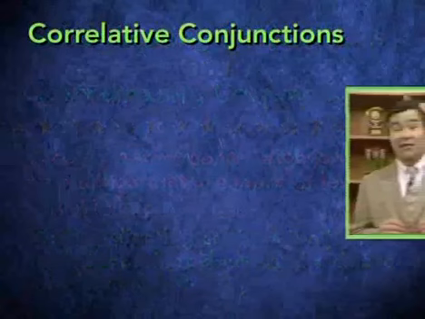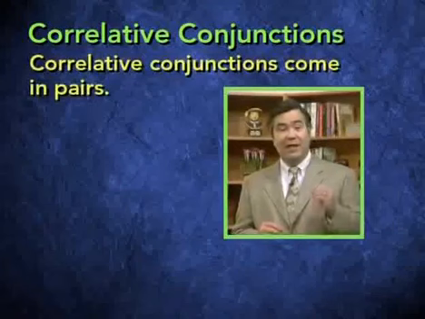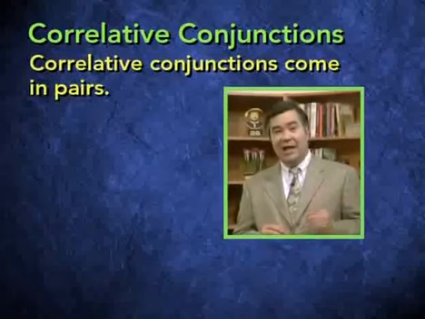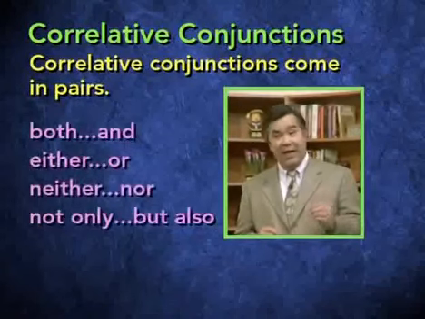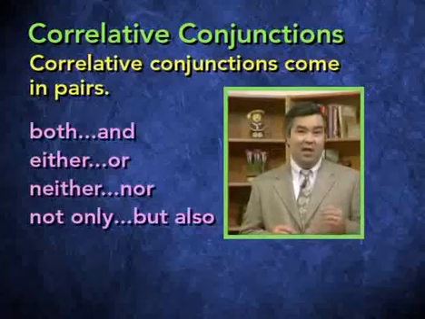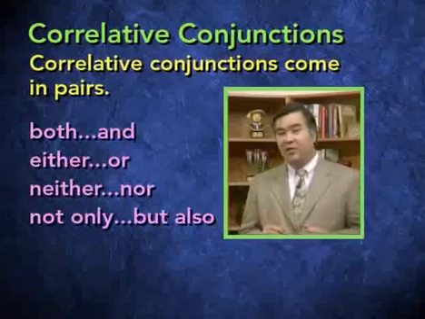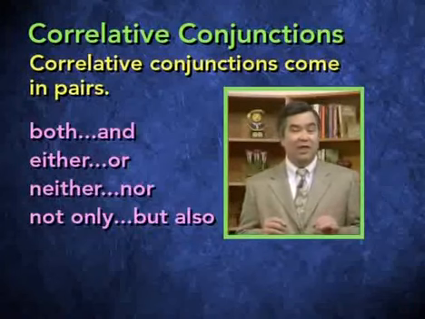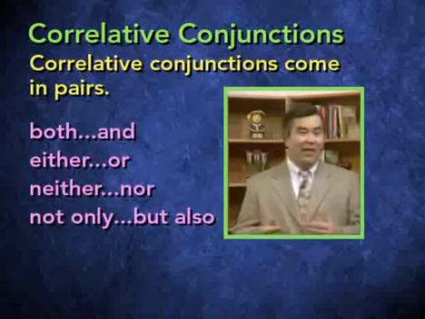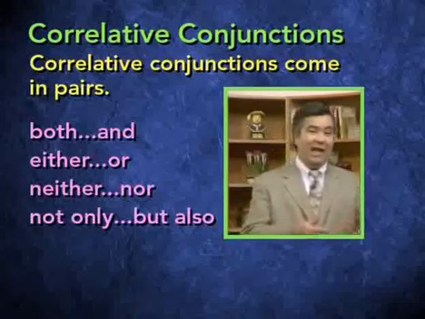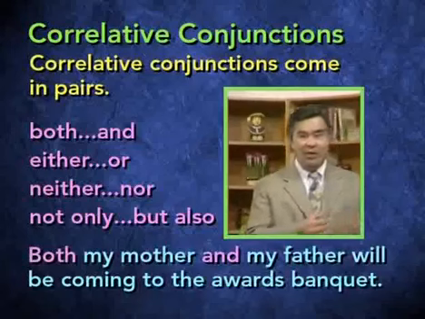Here's the third and final kind of conjunction to be aware of: the correlative conjunction. A correlative conjunction comes in pairs, and there are four most important correlative conjunctions to be aware of: both and, either or, neither nor, not only but also. And the most important thing to be aware of about correlative conjunctions is that they always should be used correctly in pairs. So whenever you begin with both, you need to follow up with and.